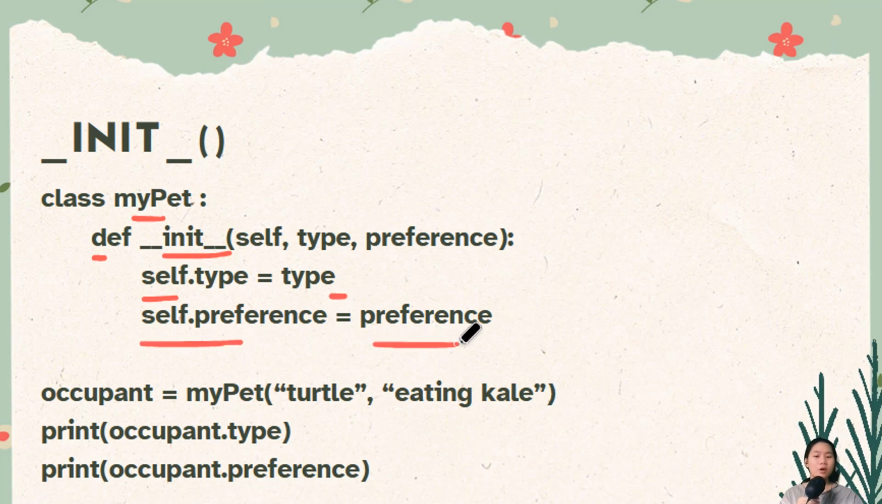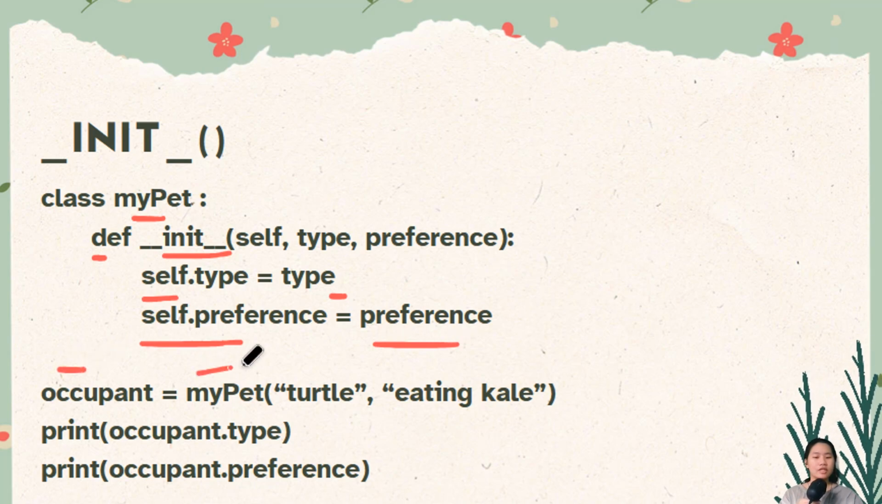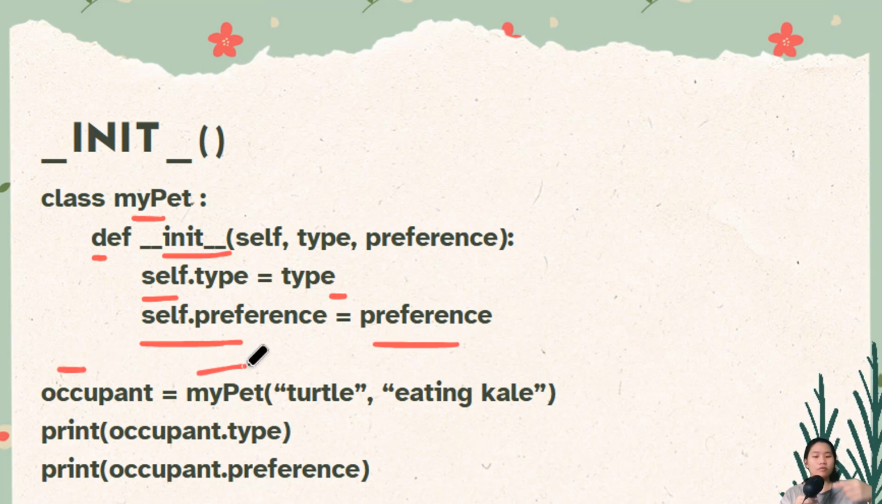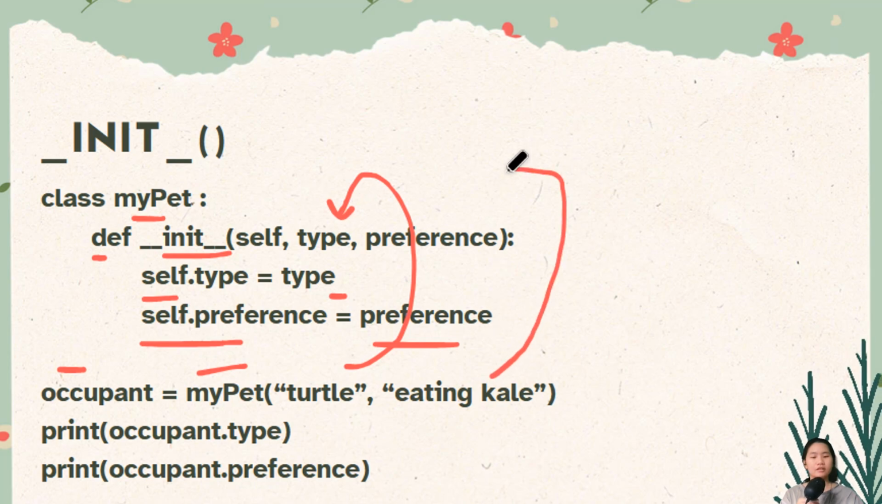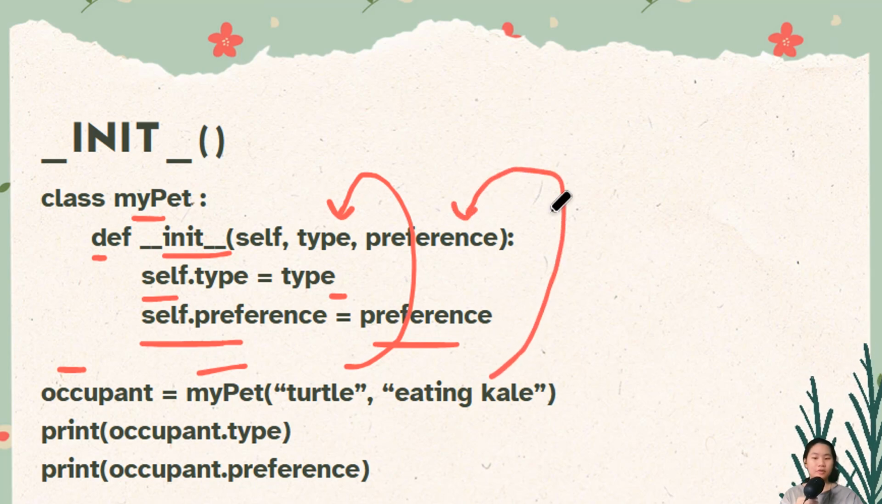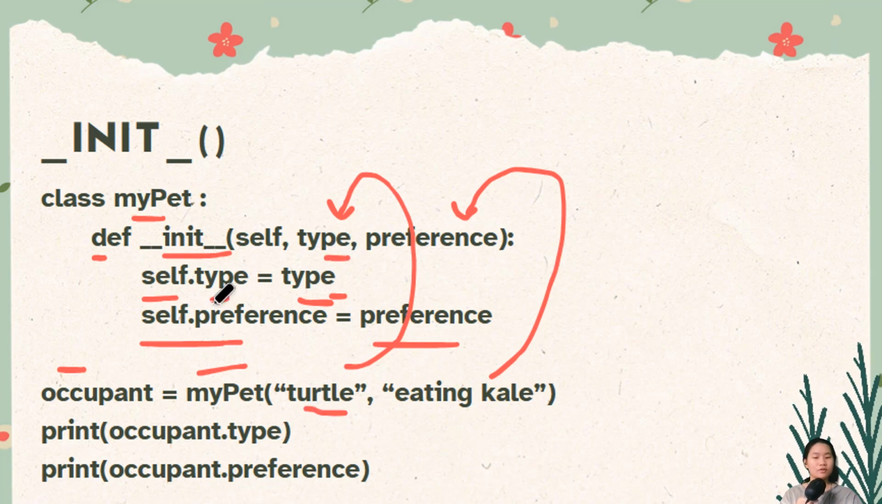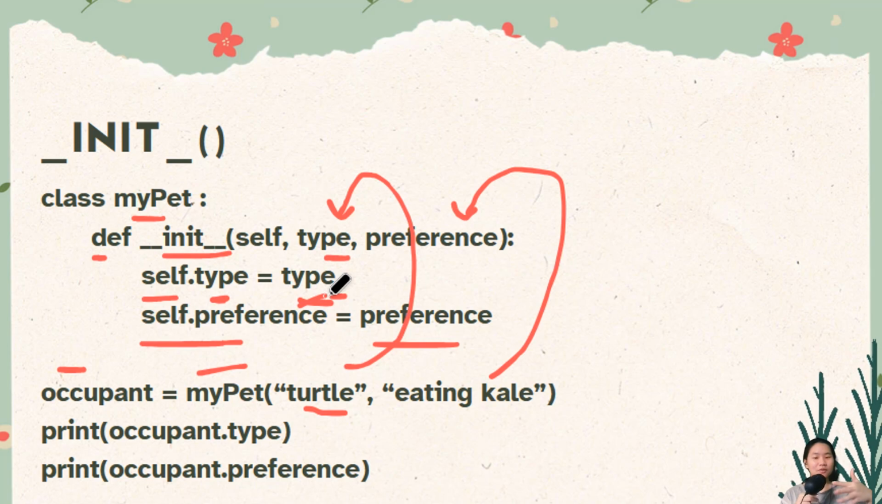Now let's create a new variable, named occupant, referencing the class my pet with the arguments turtle, the type, and eating kale, the preference. All right. And now we print the occupant type, since type equals type, and we pass in the type, which equals this type, that also equals this type and this type. You can see how it goes round and round. Print occupant dot type would be turtle, and print occupant dot preference would be eating kale.